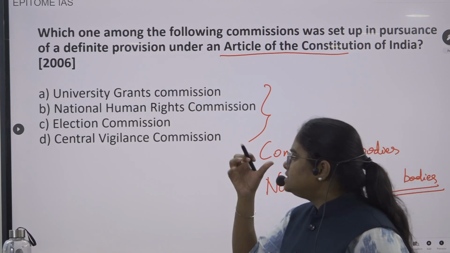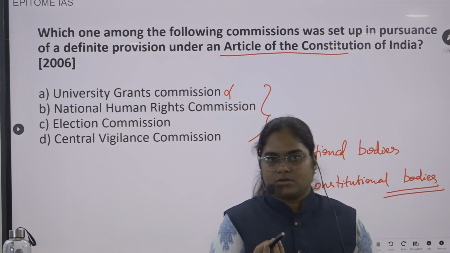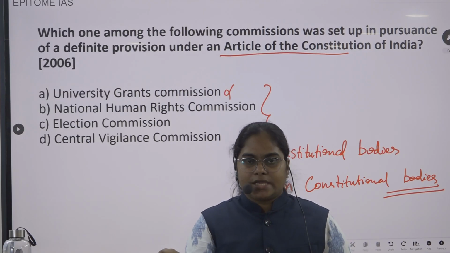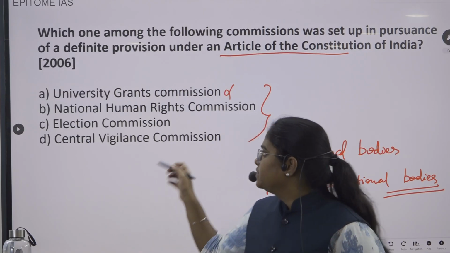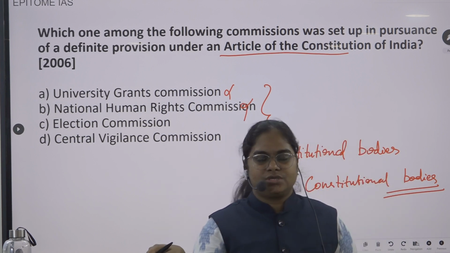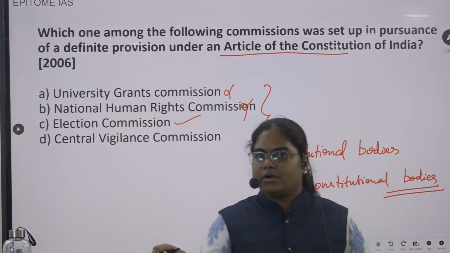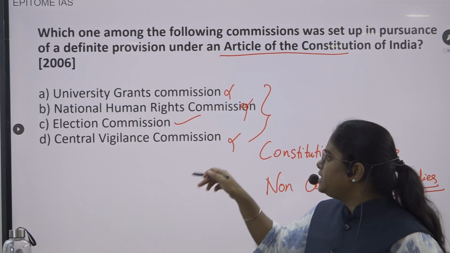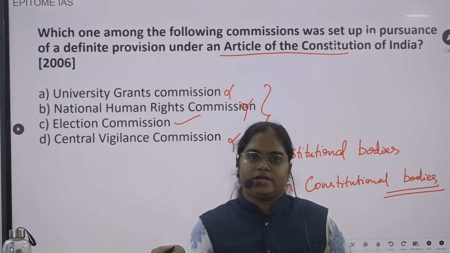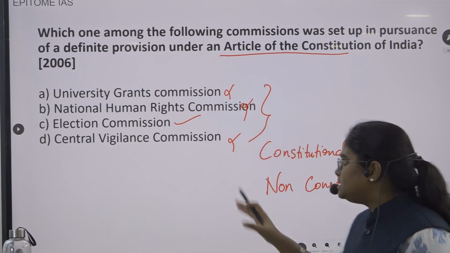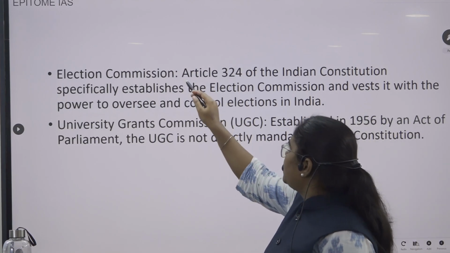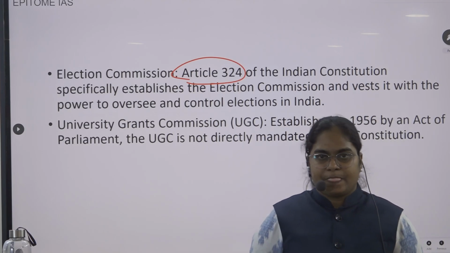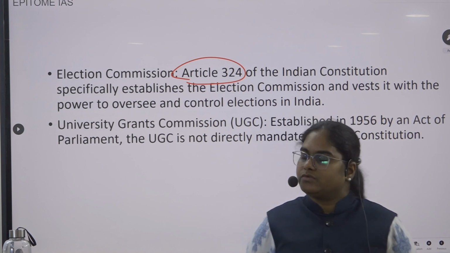Okay. University Grants Commission. No, we have not read this as a constitutional body. National Human Rights Commission. We'll be reading about it again in the non-constitutional bodies, so this is also not it. Then we have Election Commission. Yes, this is the correct answer. Election Commission of India is a constitutional body. Then Central Vigilance Commission. Again, we'll be reading about it, and it is not a constitutional body. So option C is the correct answer. See here, Article 324 of the Constitution directly established the Election Commission of India. So that's why the answer is Election Commission of India.